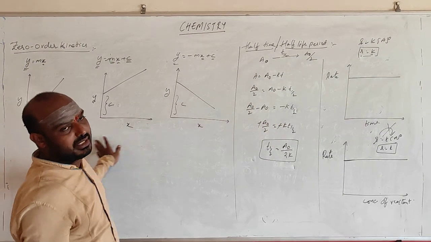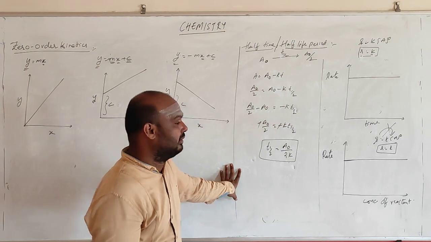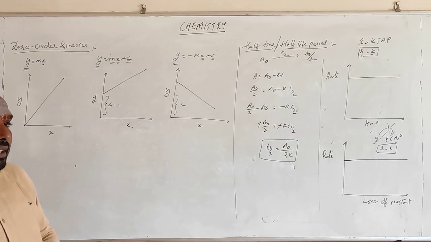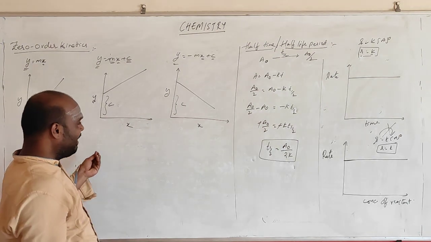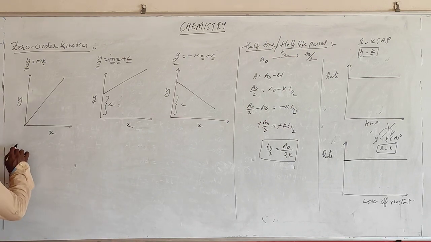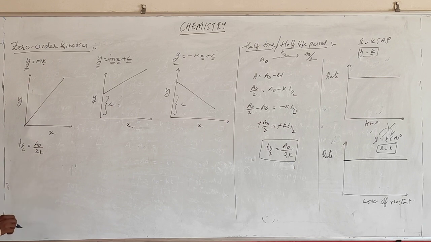99% you will be having only these three types of graphs in the entire chemistry. If there is anything else, only mass balance, where we can expect things apart from this. For mass balance also, only these graphs are enough. Let me take the graph with respect to T naught, T half, A naught by 2K. I want the graph between T half as well as concentration.